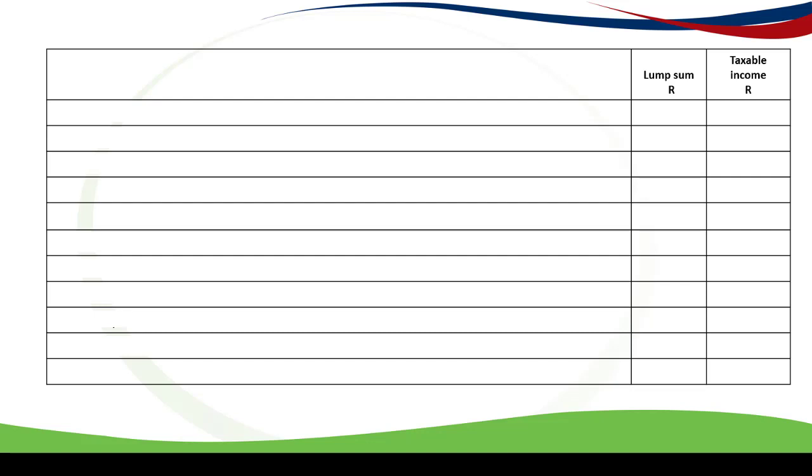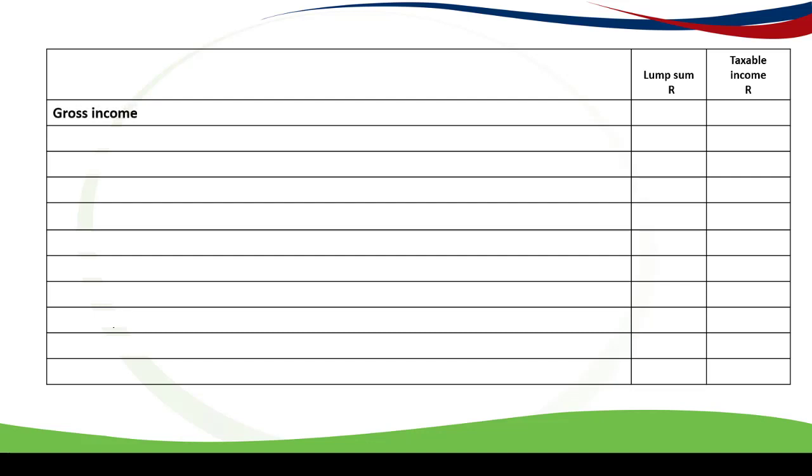We have two columns, one for the lump sum and one for the taxable income. Remember, you would need to add columns if there were more than one type of lump sum being paid during the current year of assessment, and at the most you would need two columns for lump sums, one for retirement including severance benefits and the other one for withdrawal benefit.